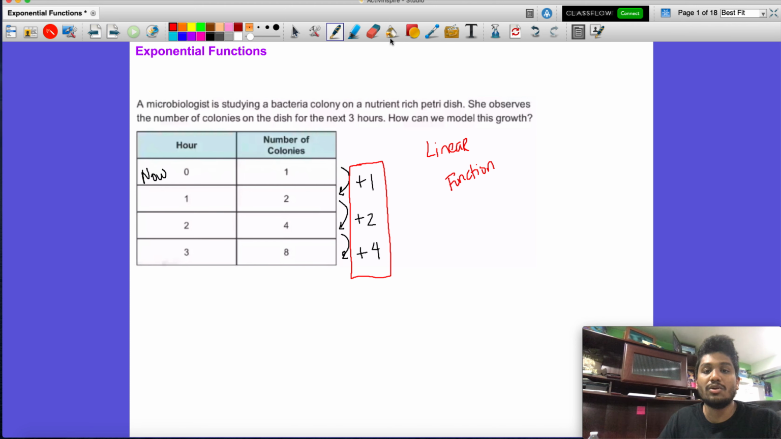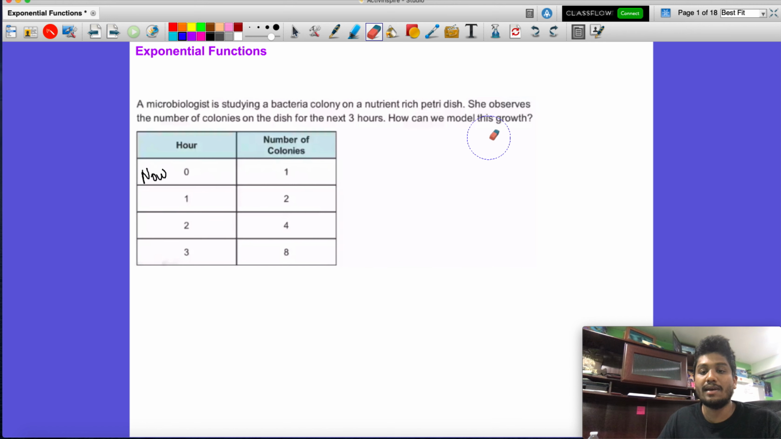Rather, we need to use something called an exponential function, and instead of increasing or decreasing by adding or subtracting, we need to find a different pattern. Okay, so how else can you go from 1 to 2? Well, you can multiply by 2, right? Because 1 times 2 is 2. And if we take the same pattern here, 2 times 2 would also give us 4. 4 times 2 would give us 8.